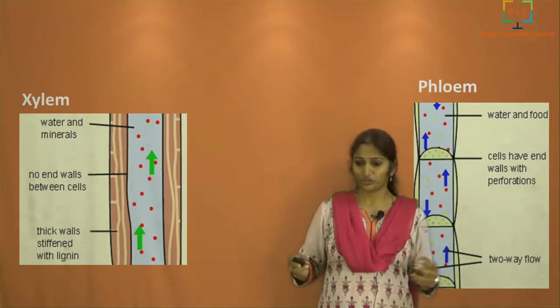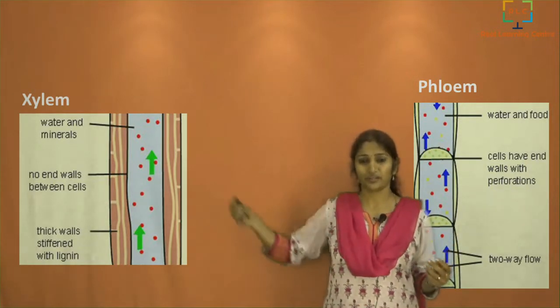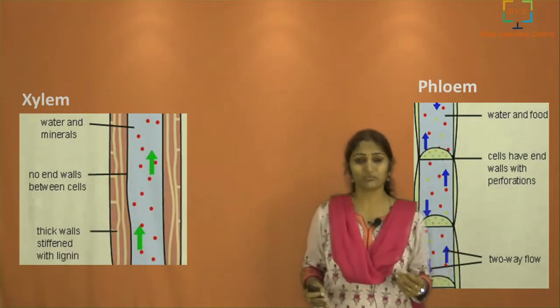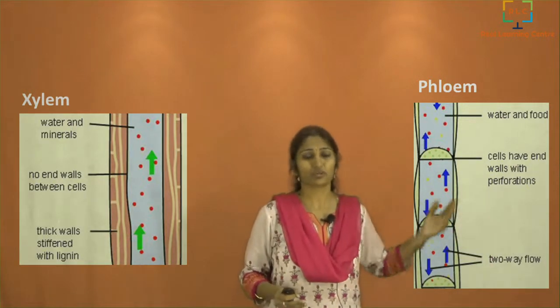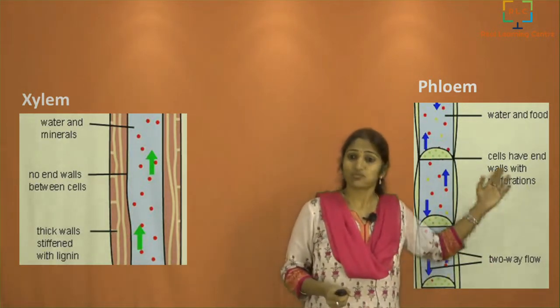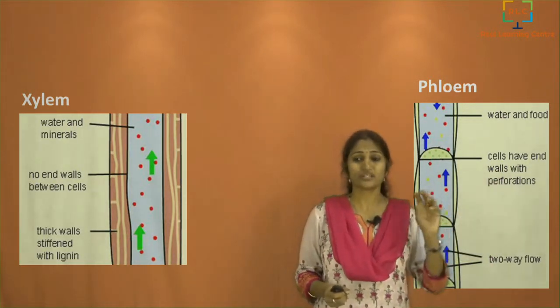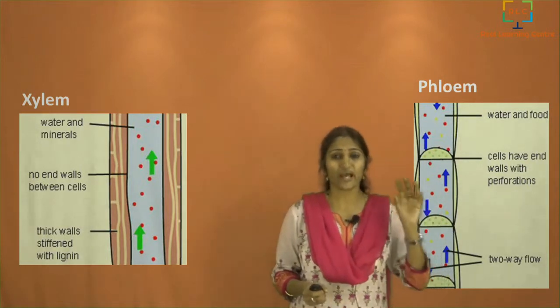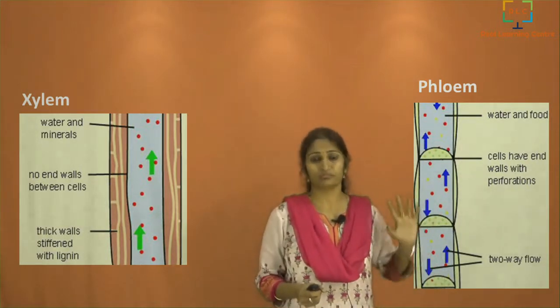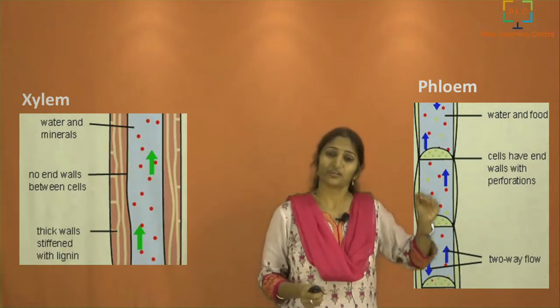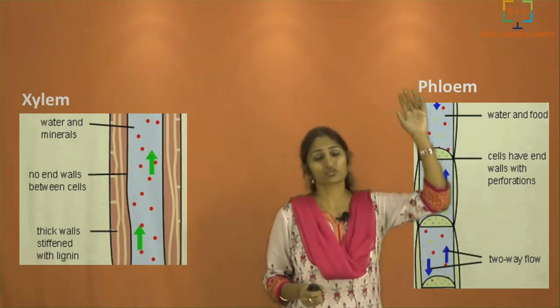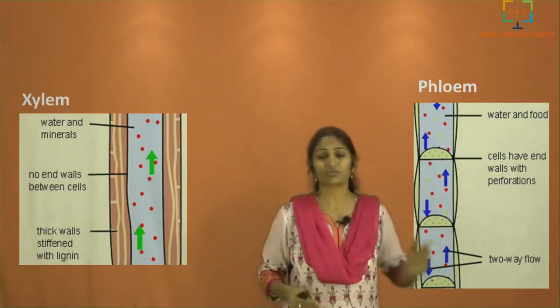Now to my right you can see xylem, and to my left you can see phloem. Phloem, as I was telling you, is the tissue which actually carries food. Food can be carried to the roots or to the leaves or any part of the plant.